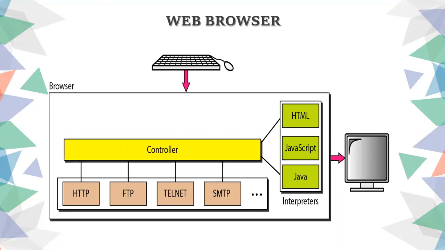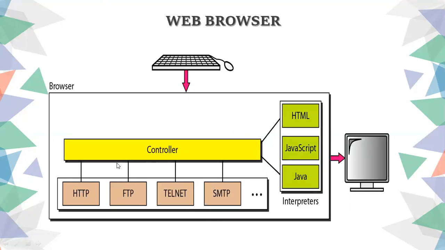This is the overall structure. We have a browser, which is the controller part. It has protocols to access whichever type of application we are going to use. For web surfing, we use the hypertext transfer protocol. For file transfer, we use the file transfer protocol. Telnet is used for a virtual terminal. If it is mail, we use SMTP.